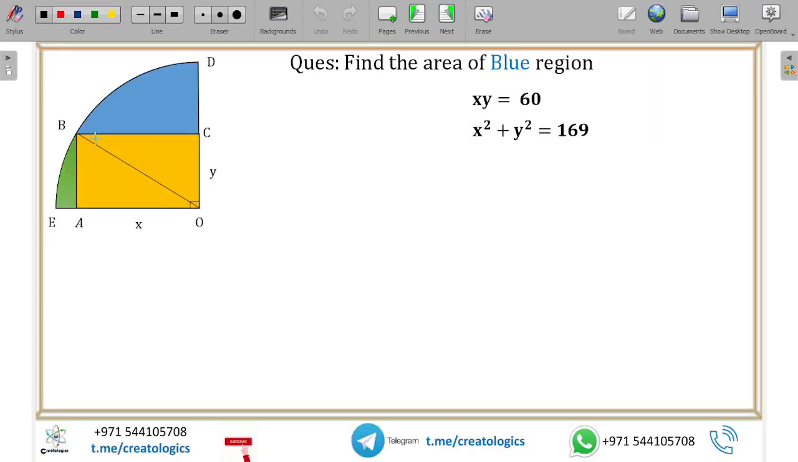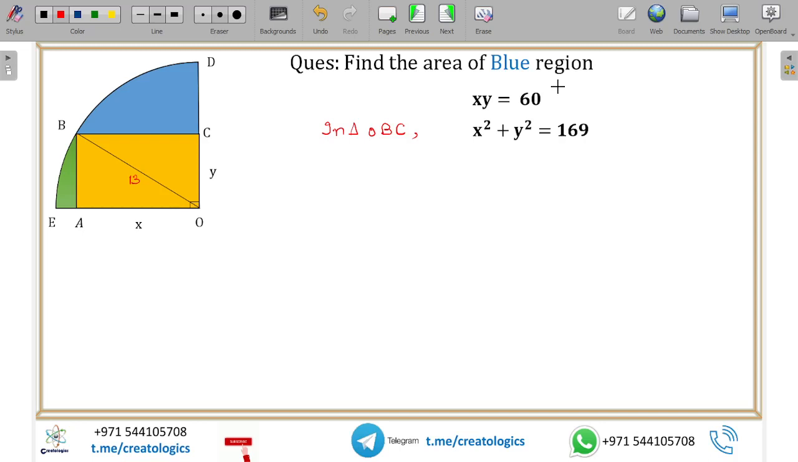As I mentioned, I will join this OB diagonal, and I considered this OA length as x units and OC length as y units. From there, area is given as 60, so I have xy is equal to 60. Also, using the Pythagoras theorem in the triangle OBC, I can say x squared plus y squared is equal to 13 squared, right? Okay, now I need to calculate the values of x and y.